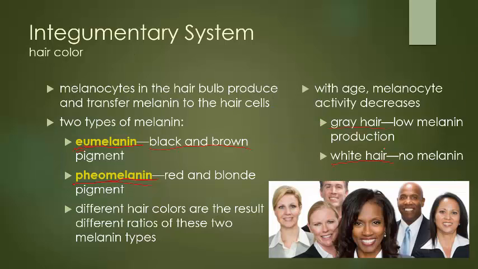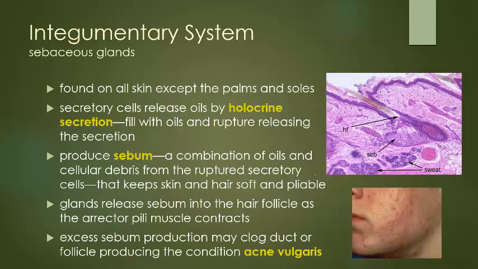So I do want to make the point that all people have the same number of melanocytes in their skin and in their hair, and it's not the number of melanocytes, but their activity that determines hair color. So in younger people, the melanocytes are very active, but as we age, the melanocytes become less and less active. Okay, sorry about all that moving back and forth between the slides there.